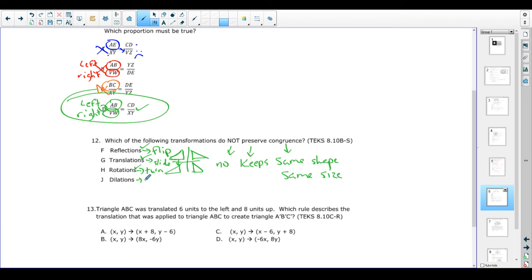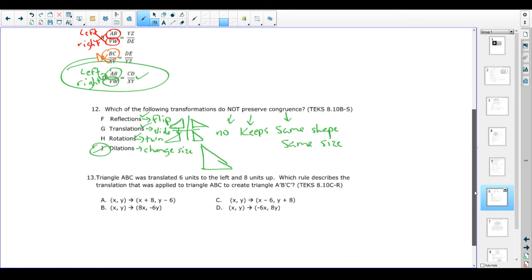And then this one, dilation, literally means change the size. So if I take this triangle and make it bigger, is it still congruent to the original? And the answer is no. Whoops, so don't cross it off. That's the answer. So the only one where congruence is not preserved is dilations. That's true forever. Okay, 13.